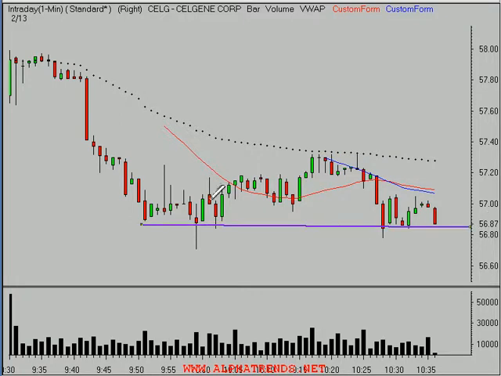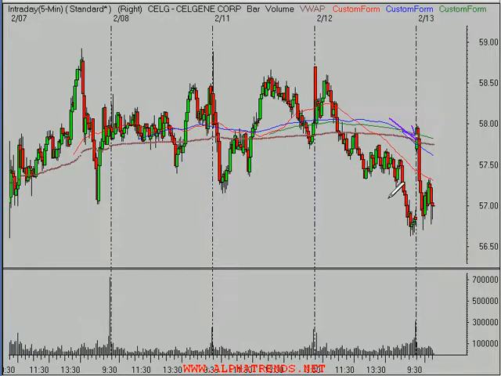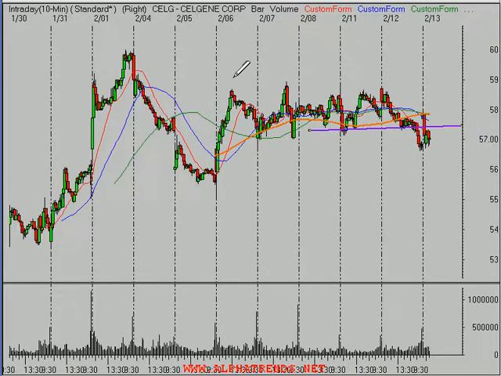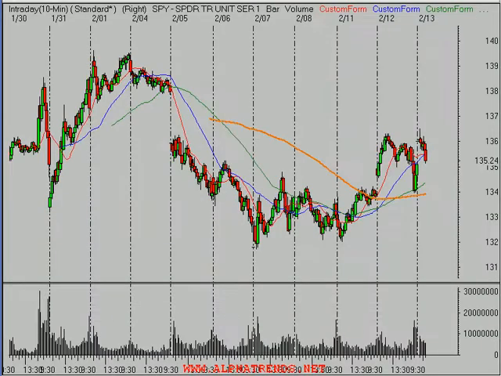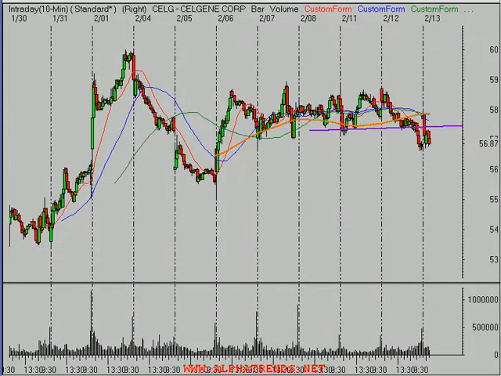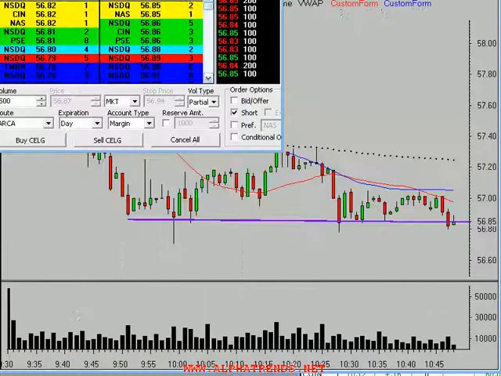The support, if it breaks, I think at about 57.85, if that breaks then the stock could build a little bit of quick downward momentum, and then we could hopefully see a pretty nice little decline here. For some reason that's not updating, so let me just put this in and then go back to CELG, and I'll be right back.